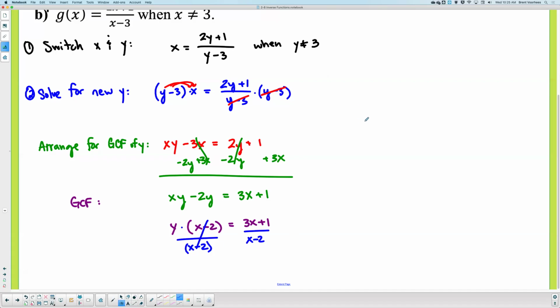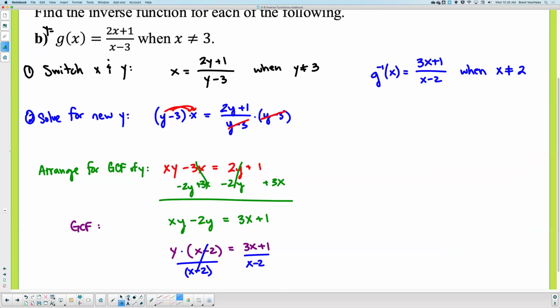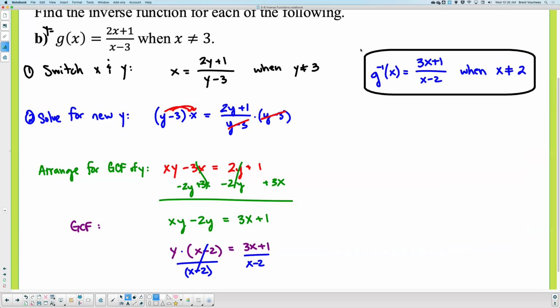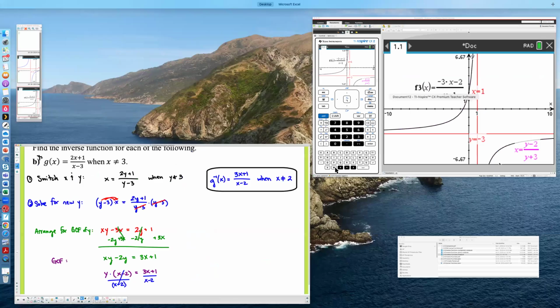So that would cancel out, and so that means since they call this g of x, I'm going to call this g negative 1 of x will equal the inverse of g will equal 3x plus 1 over x minus 2 when, and I can tell right now, this is easy to solve, x does not equal positive 2. So we now know the x and y value that this will not equal. We know that the y value won't be 3, and we know the x value will not be 2 anywhere on the graph. And so I'll just check this briefly here.